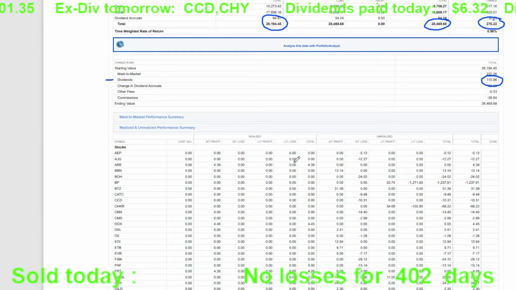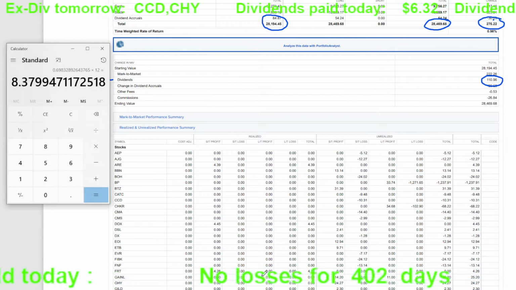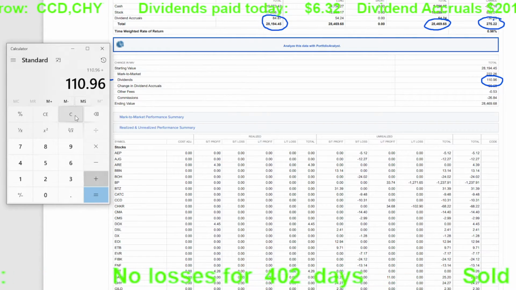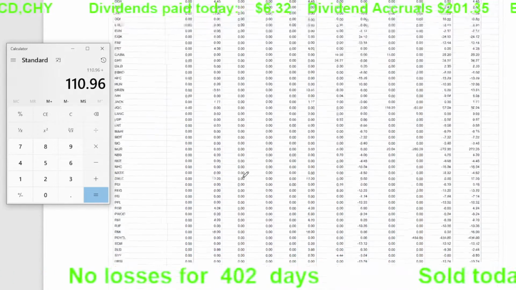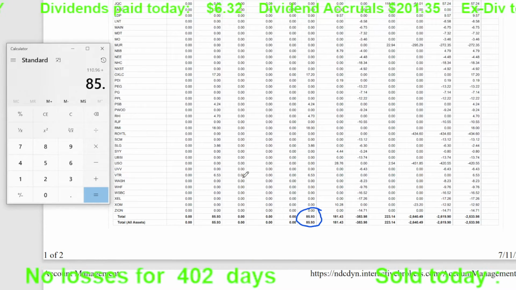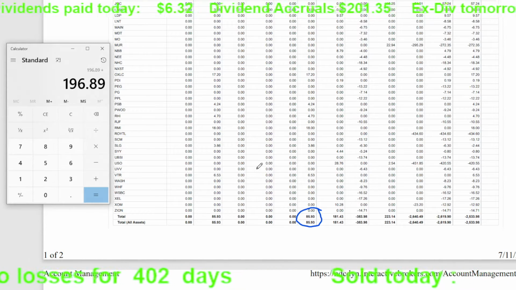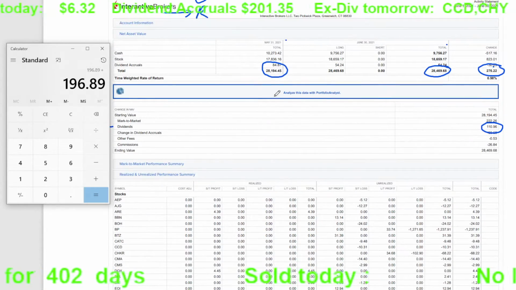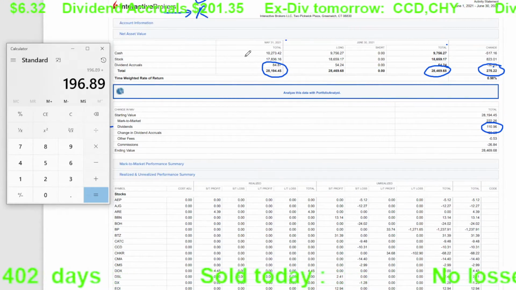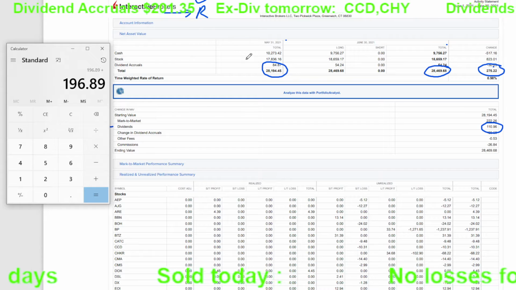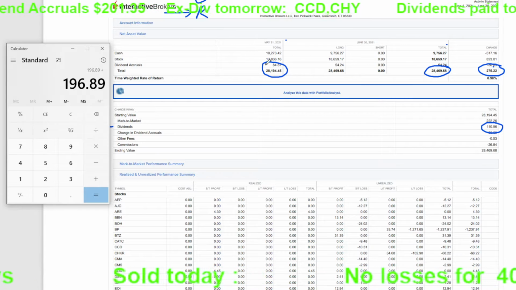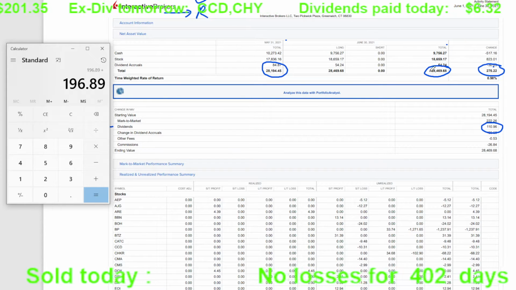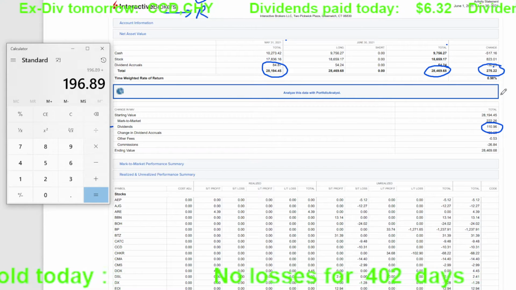So we'll take that 10.96, and we'll add that to the 85.93. We come up with 196.89, right? So we'll come back up here. Now, this is where people fudge the numbers a little bit, and we don't do this. We're going to take this total account value, right? That was on the 30th. So it turned into 275.22.